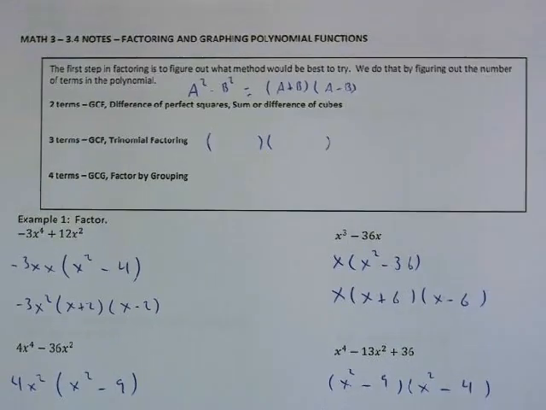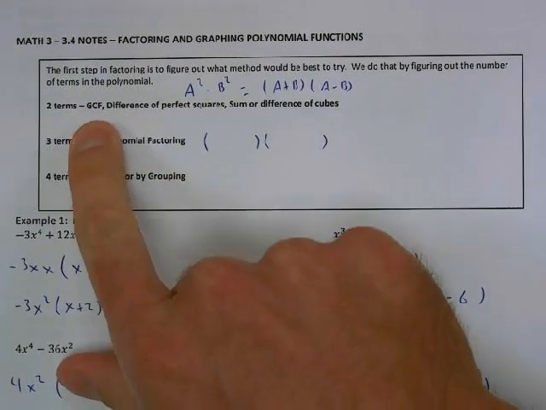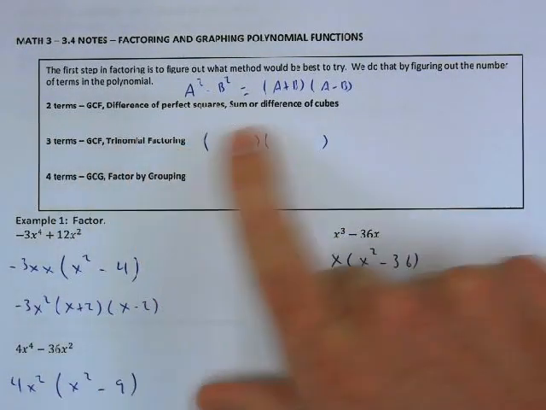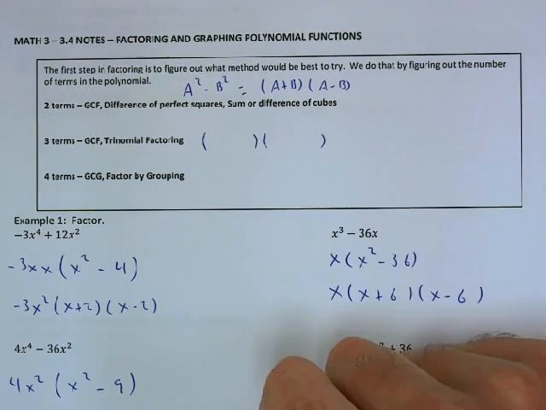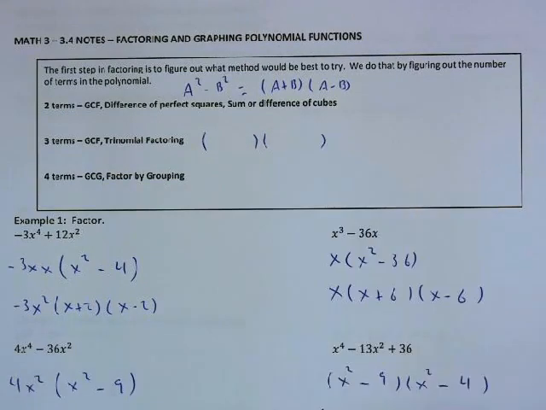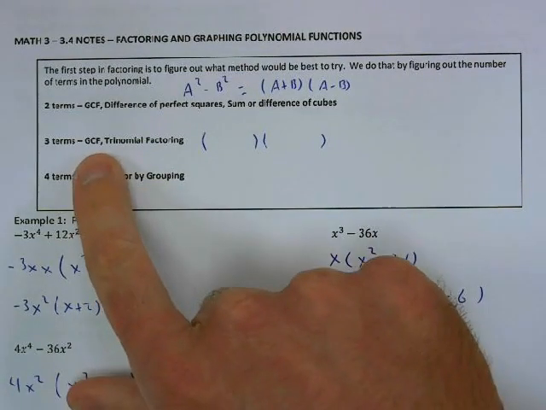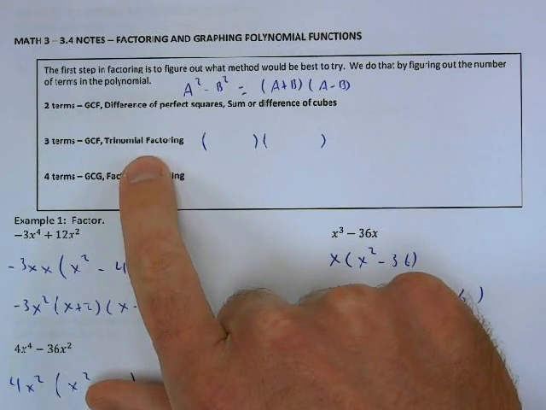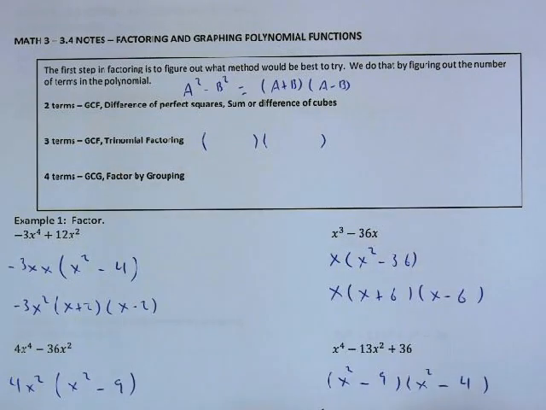First thing we said is, all right, if there's two terms, we're going to first look for a GCF, then see if it's difference of two squares, or maybe sum or difference of cubes. Because if there's two terms and it's factorable, it's going to be one of these four things. If there's three terms and it's factorable, first we check for a GCF, and then we do our regular trinomial factoring. That can be with or without a leading coefficient.